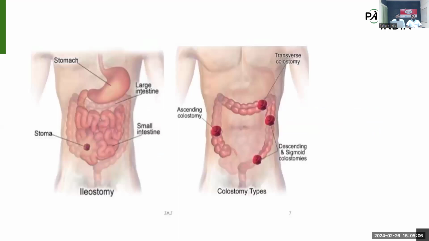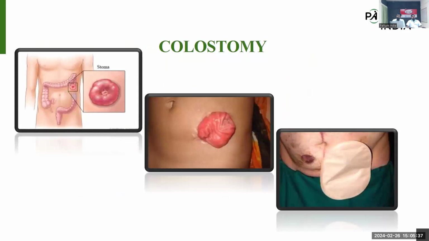So here anatomically we can see the large intestine, the colon part. According to the position, if we make the colostomy on the ascending part, it is an ascending colostomy. If on the transverse, descending or sigmoid area, the name will vary accordingly: ascending colostomy, transverse colostomy, descending colostomy, and sigmoid colostomy. This one is the actual picture of a stoma, colostomy. The last picture is the stomal appliance, the colostomy bag. Next slide.